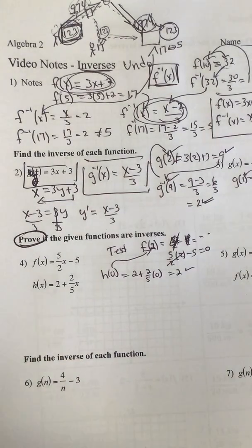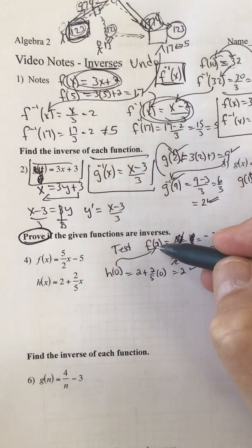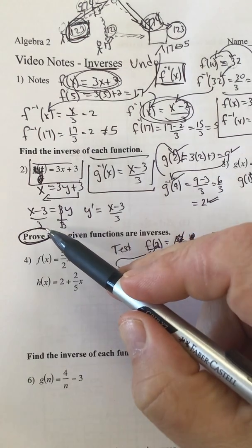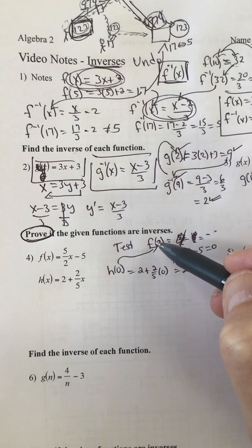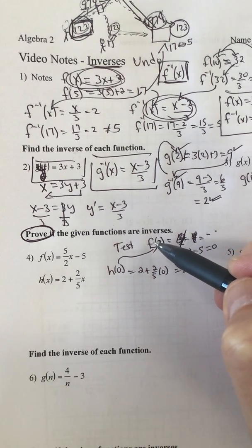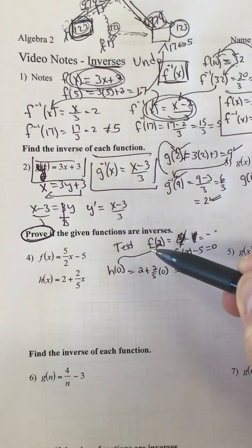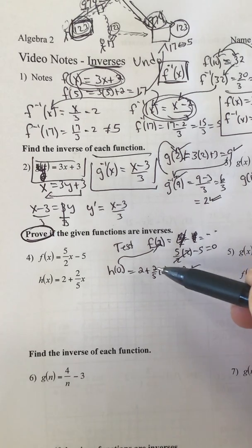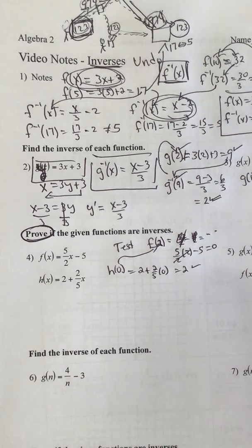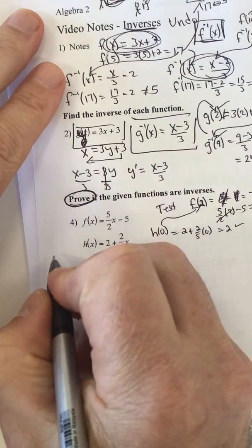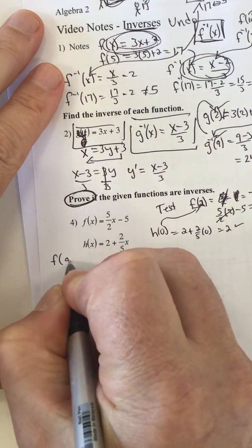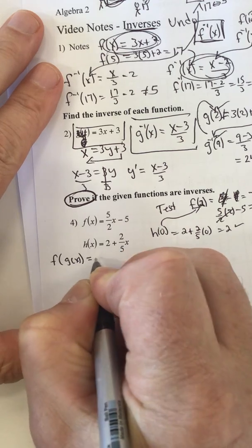But that's not a proof, that's just a test. That works for 2. A proof wants to know, will it work for anything I stick in there, like 2.1 and 2.2 and 2.9 and 7 and negative 35. So it's impossible to mathematically try all the numbers there are, so we need a way to prove it. Okay, here's the proof. It's got 2 parts. We need to show that f, if you stick in g of x, is x.